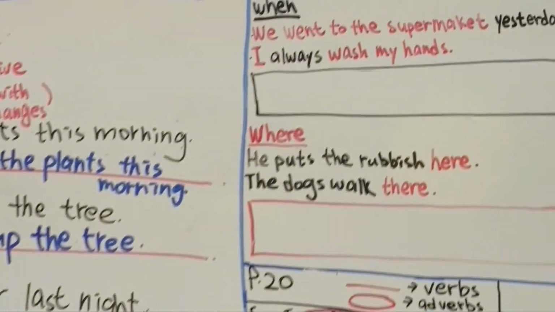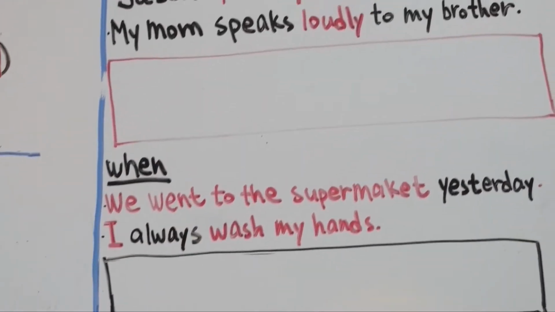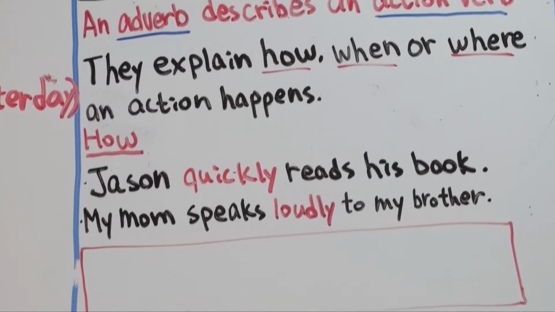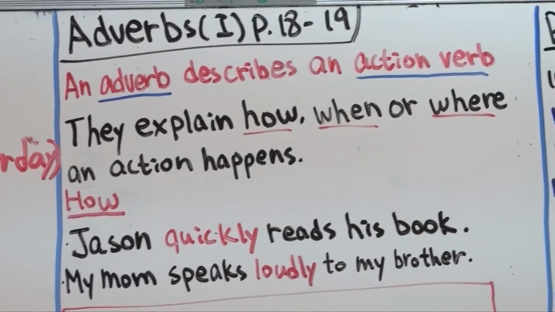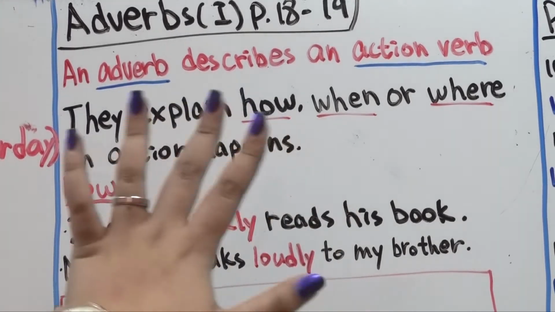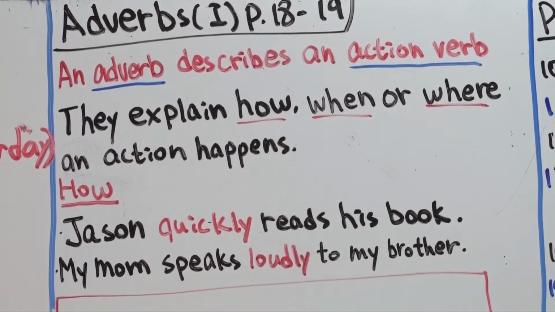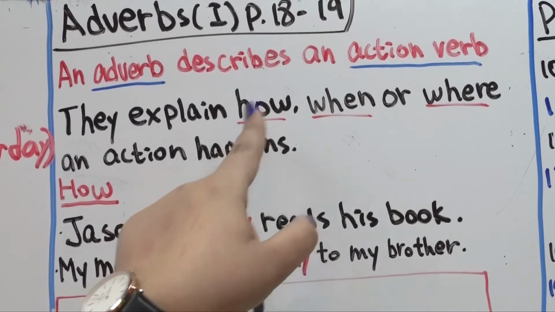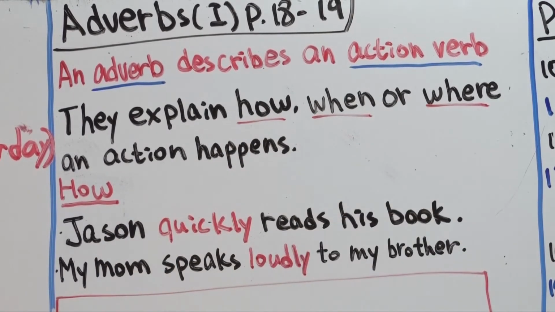We will be doing some of the exercises to figure out what is an adverb. So the first thing you can see in your book, page 18, is an adverb basically describes an action verb. Okay? They explain how, when, and where. Remember, HWW. How, when, and where an action happened. So let's look at the first one in page 18.